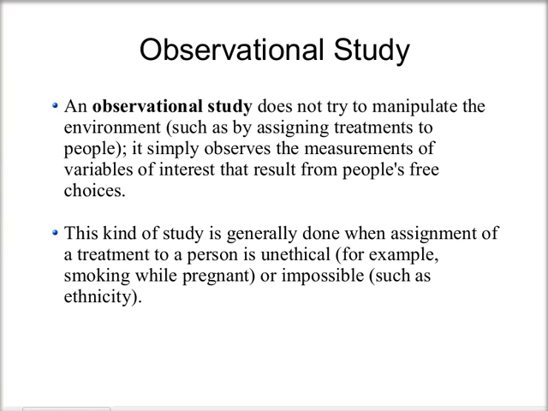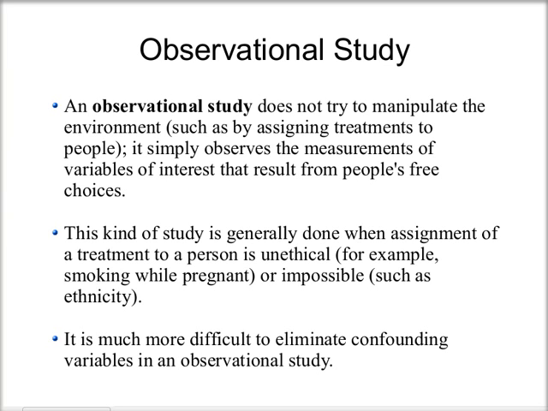It's also sometimes impossible to assign a treatment. For example, you can't assign a person an ethnicity. You can't tell them, well, you are going to be Native American for the purposes of this study. That's just something that occurs by chance, so you just have to use observational studies in that case to figure out what kind of difference ethnicity plays in certain situations.